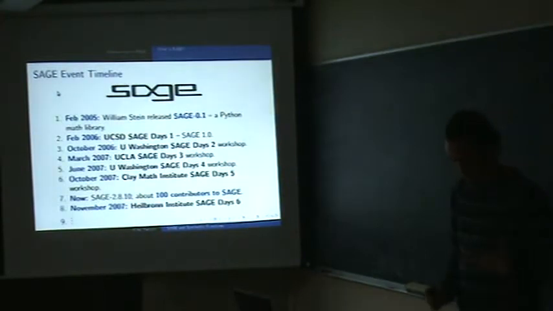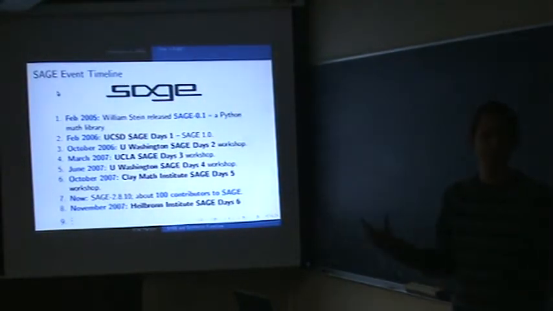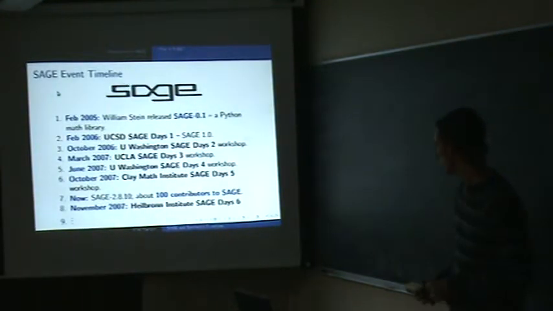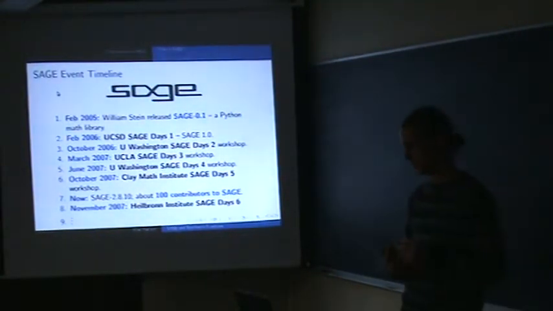So these Sage Days are becoming more and more frequent, which is a good thing. We are able to get some funding and start bringing together groups of people to work toward one common goal of free open source math software. Right now, Sage is at version 2.8.10, and there are probably around 100 contributors to Sage.